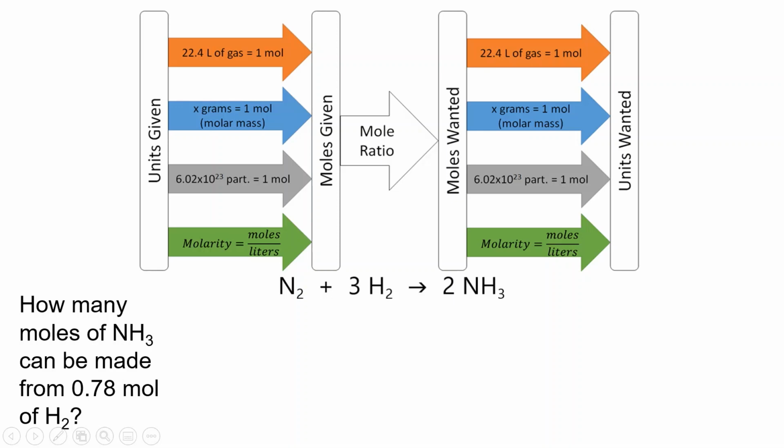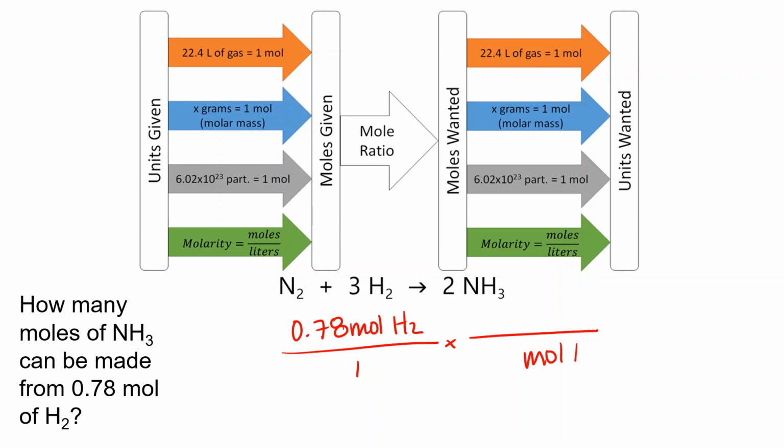So here is what we call the stoichiometry roadmap, and it shows us how to convert from whatever units we are given into whatever units we want. So how many moles of NH3 can be made from 0.780 moles of H2? This is what we were working on last time, where we converted moles of hydrogen into moles of NH3, ammonia, just using our mole ratio here. So this will give us our answer.